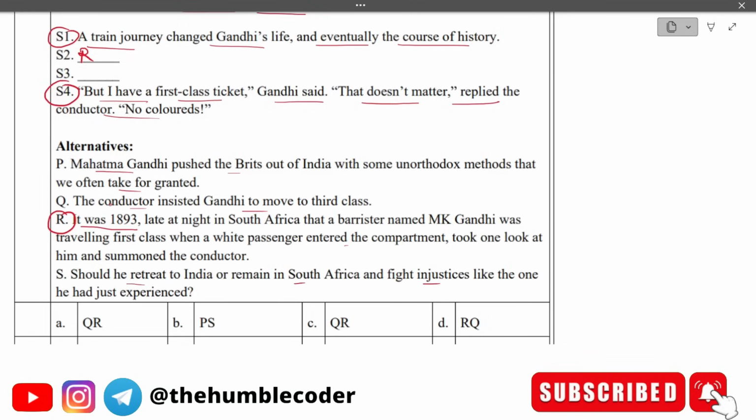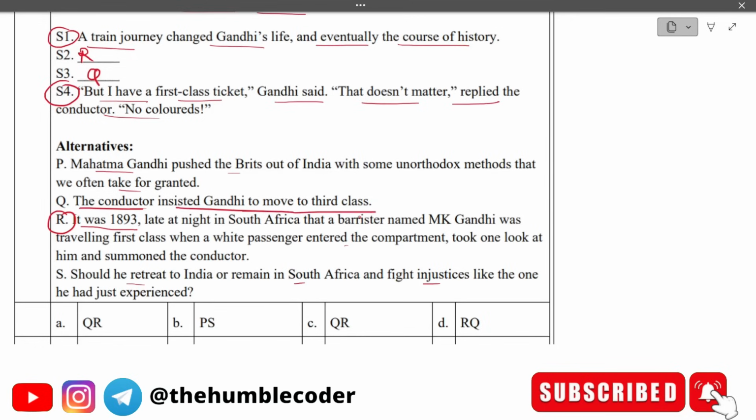So option R is the correct place in sentence 2 because it is setting the scene by providing essential background details like time and then place and then Gandhi's status, right? So all these things are mentioned there. That is why R will come in the first sentence, and then in the third sentence will come Q.